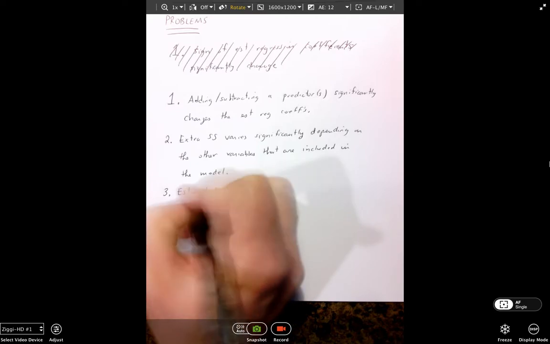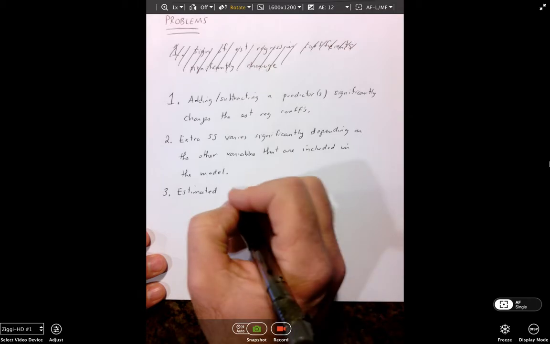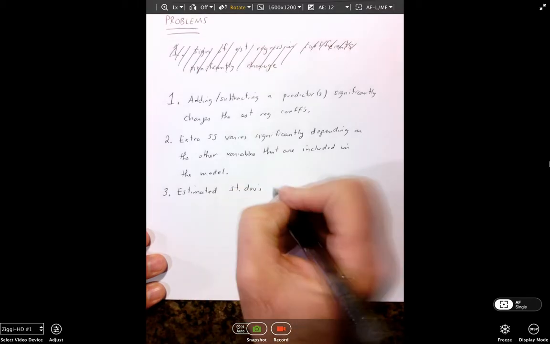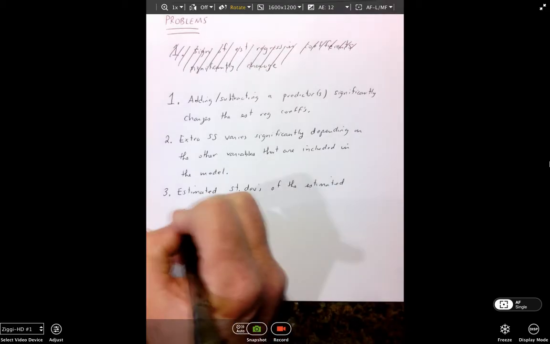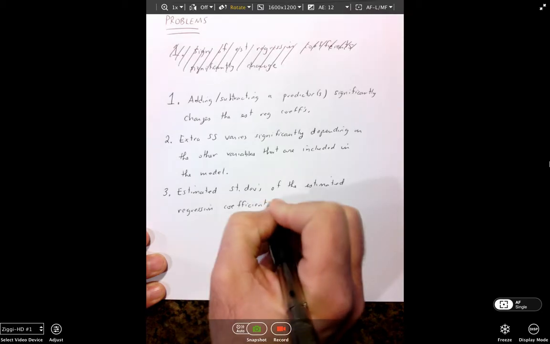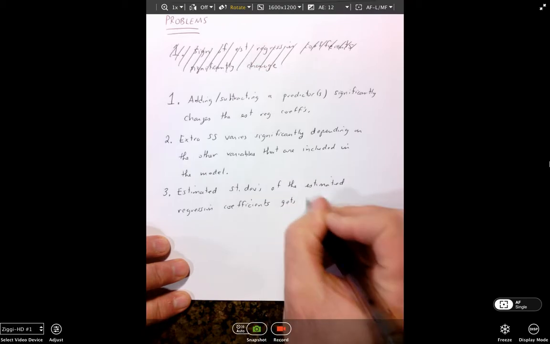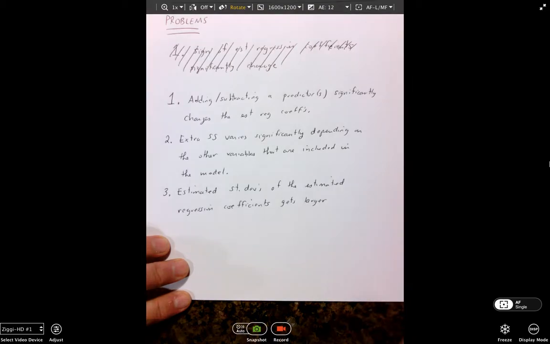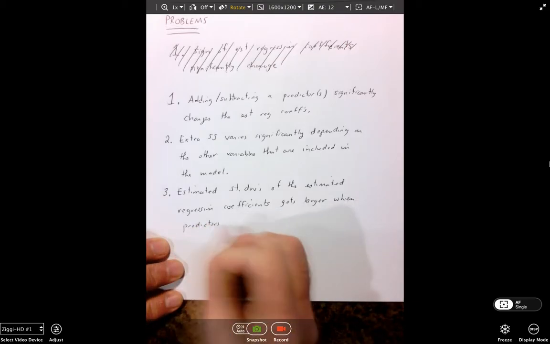Problems 1 and 2 are clearly substantial, but the one that I think gives us a lot of problems is that the estimated standard deviations of the estimated regression coefficients become larger, or I would say artificially inflated, when predictors are highly correlated.